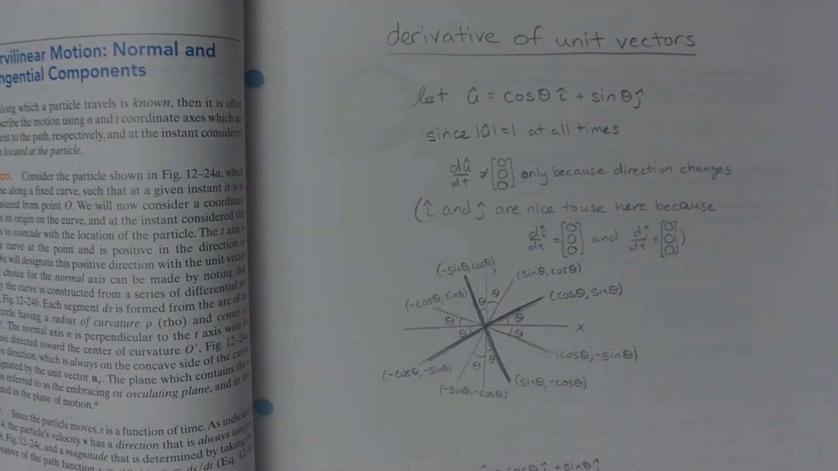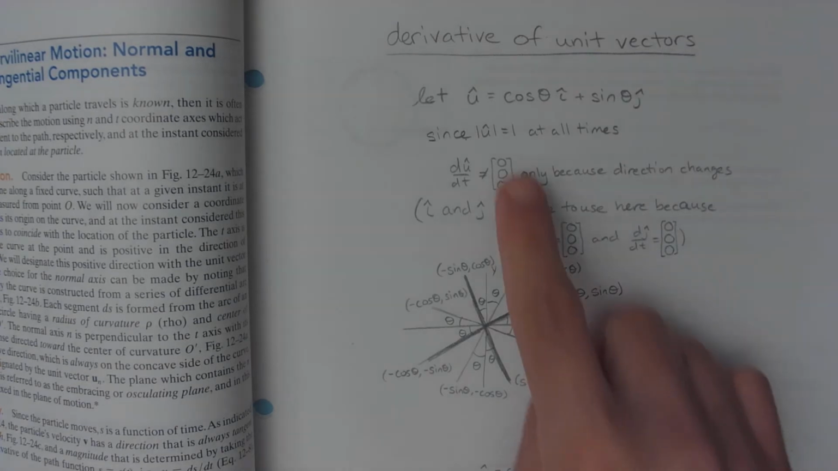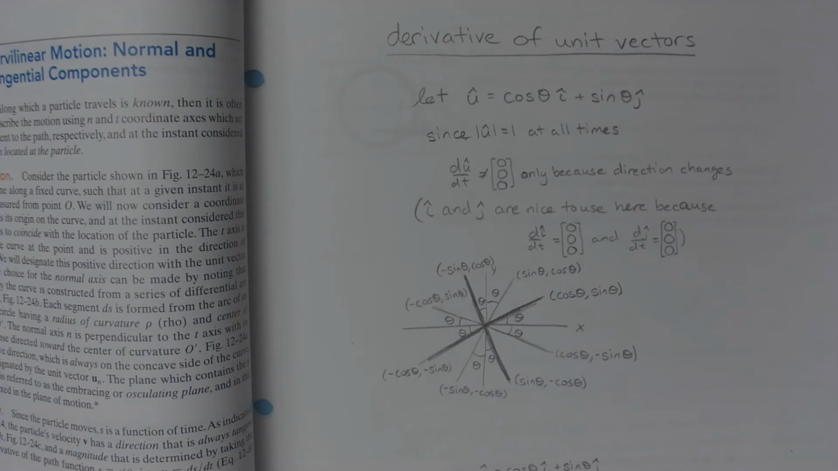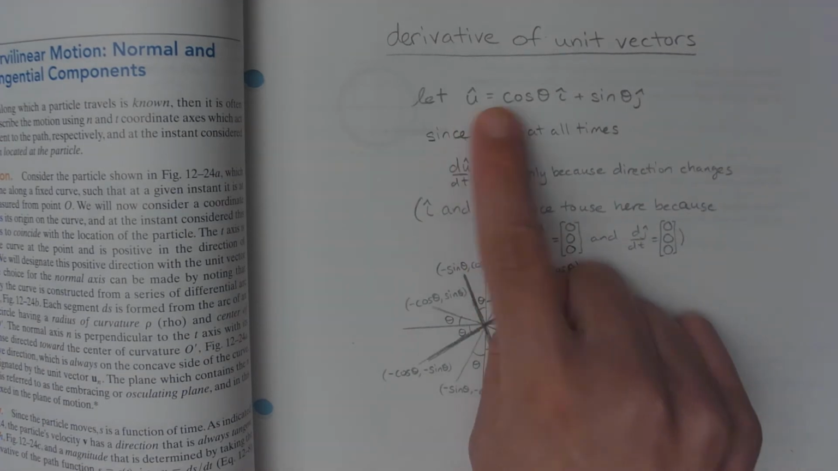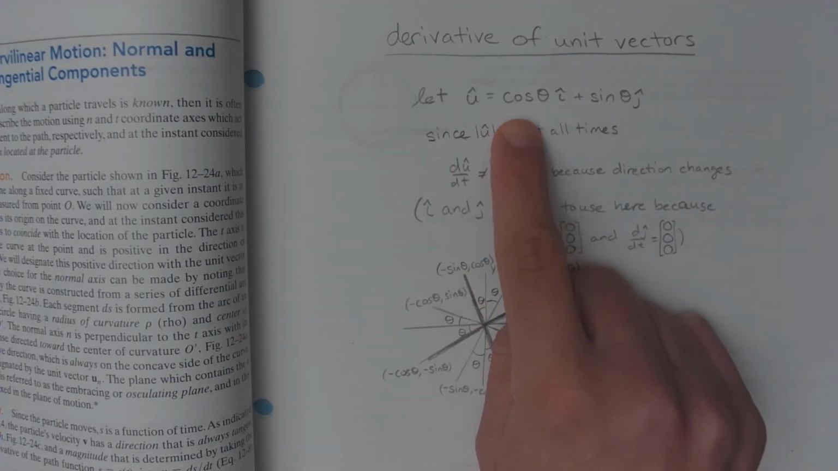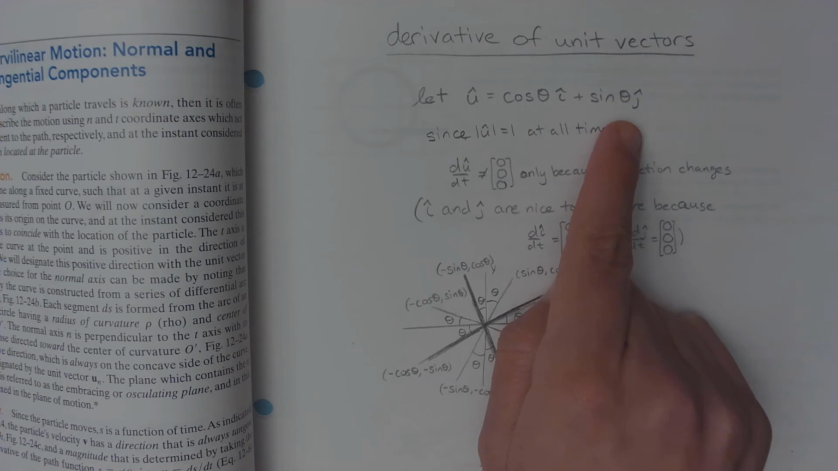So if I have a unit vector, I know that the magnitude of a unit vector has to be equal to 1. It can be pointing in any direction. We're going to limit ourselves to 2 dimensions here, but it can be pointing in any direction, but it has to have a magnitude of 1. This means that any unit vector that I have that's in the xy plane, I can write it like this. I choose some angle, and it's cosine theta i hat plus sine theta j hat.